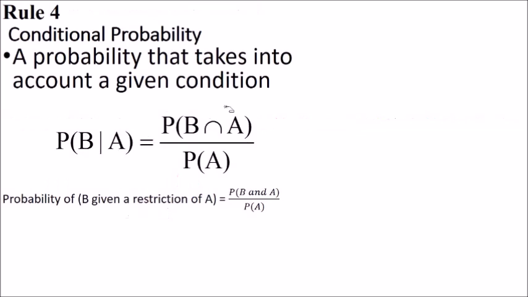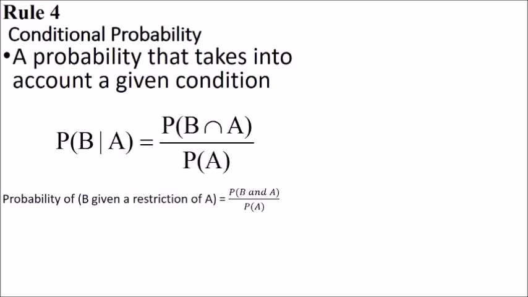All right, and rule number 4, conditional probability. A probability that takes into account a given condition. So here I'm looking at the probability of B given A. Now we've seen the given statement before, or we've seen this line before, given A in the compound event. This one's a little bit different. This is a conditional probability. We're looking for B that is inside of A.